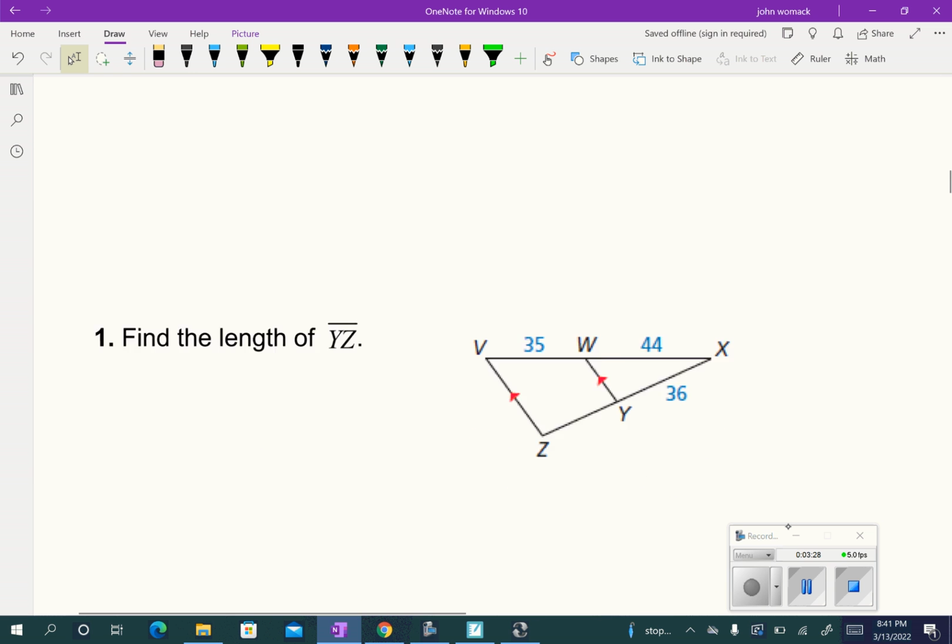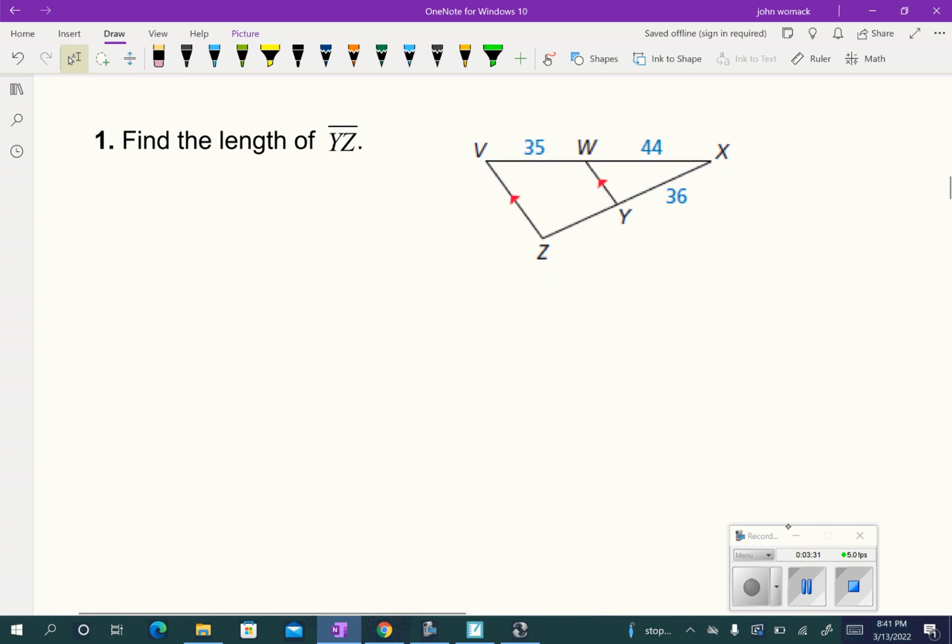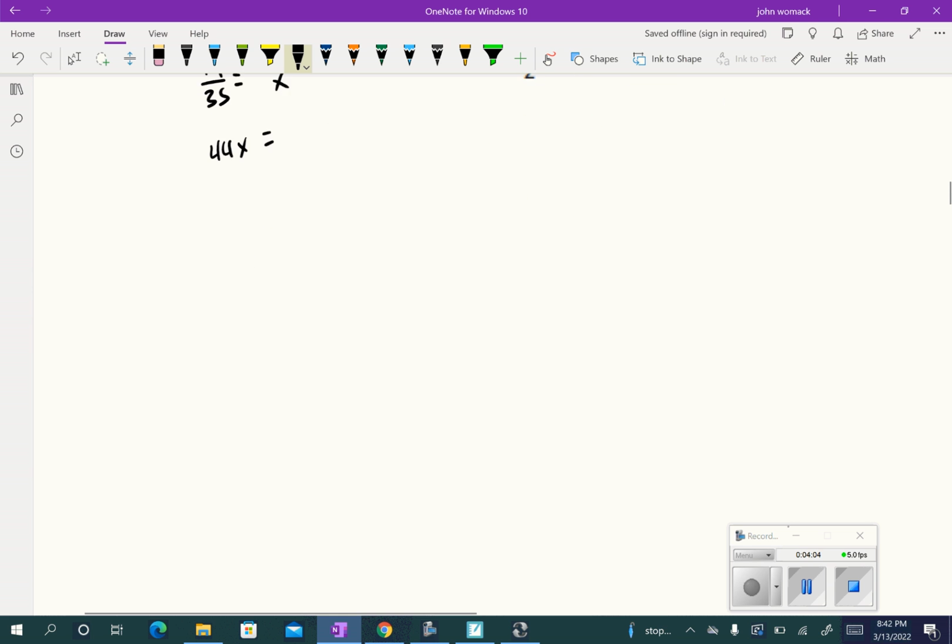Here's another example. Again, it's marked on here that these two lines are parallel. I'm trying to find YZ, that's this side down here, so we can set up our proportions. If I compare 44 to 35, that has the same ratio as 36 to X. Now notice you have to go in the same order. If I'm going 44 to 35, then it has to be 36 to X. You have to make sure you keep that order the same. We just cross multiply: 44 times X equals 36 times 35. You'd multiply those together, divide, and you've got your answer.